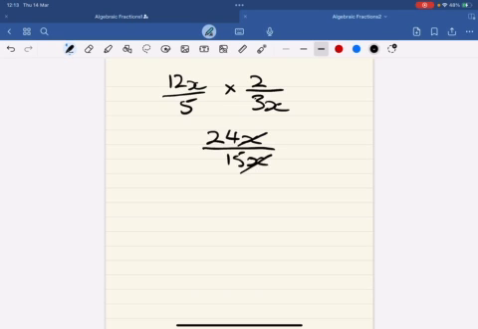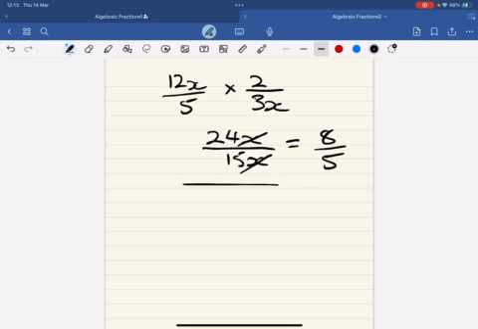And now we can look to simplify the fraction, of course. So 24 and 15, sorry, I've got 3 in common. So highest common factor of 3 means that if we divide each of these by 3, we'll end up with 8 over 5 as our simplified fraction.